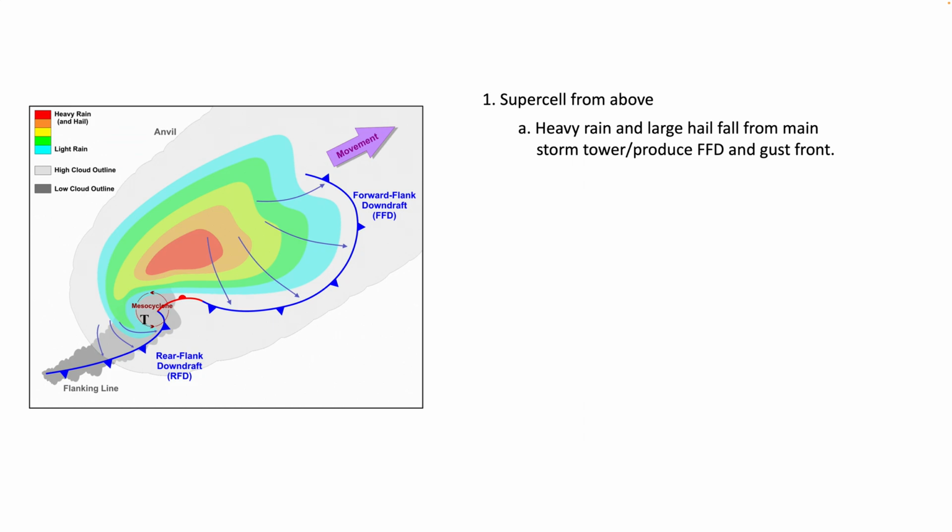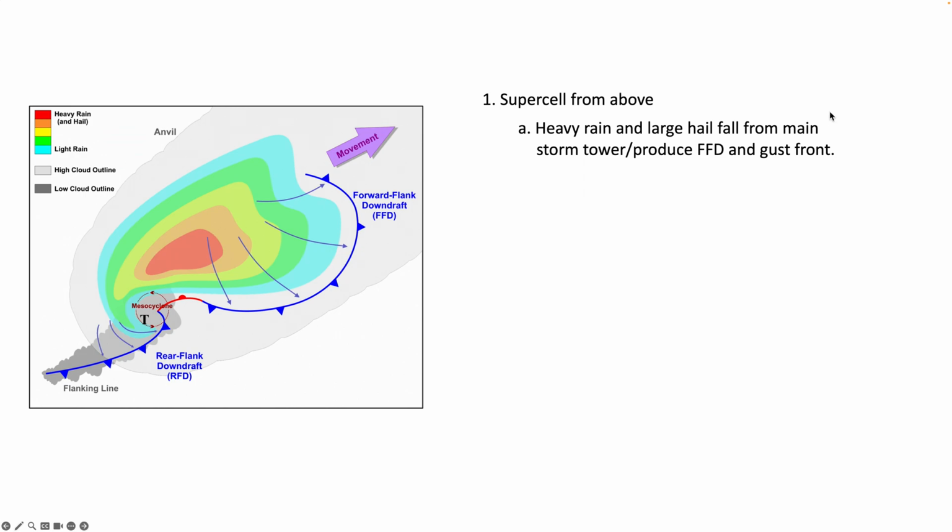The upper level southwesterlies will take our rotating updraft and push it off to the northeast so that it basically aligns with our upper level flow. And as a result of that, what we'll see is that the heaviest rain and hail is actually occurring to the northeast of the mesocyclone. So this is the main tower of the thunderstorm.